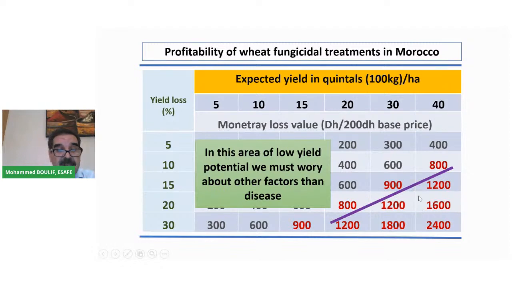So basically my message is, do not worry about the fungicides if you are in a low input agriculture. If you are practicing a low input agriculture and expecting low yields, then forget about the fungicides. You must look at other factors. You must solve other problems that you have in terms of fertilizers, irrigation water. You have to remove the limiting factors that you have here. So in other words, fungicide treatments are to me like an insurance.